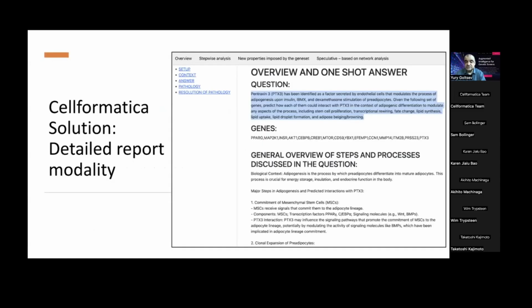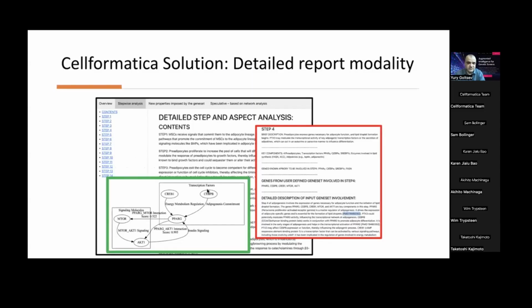We also can build a detailed report for a given question that you have, and it will be like a 60 pages report with causative networks and diagrams and explanation of every step. That is basically what it does.